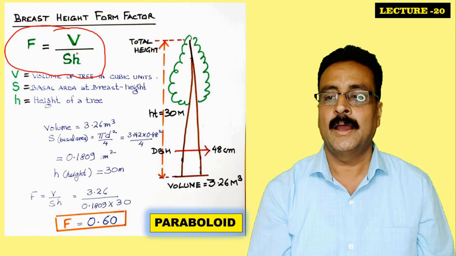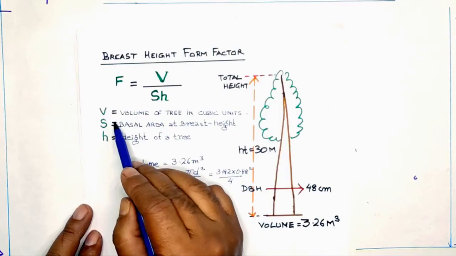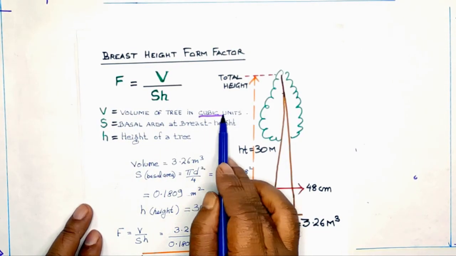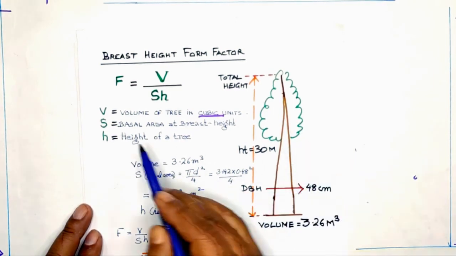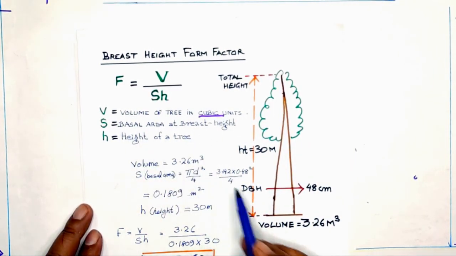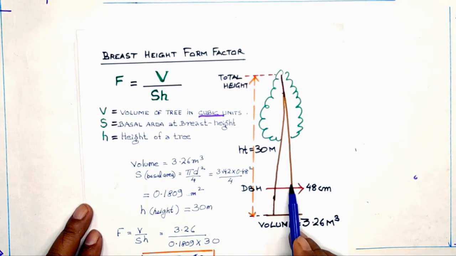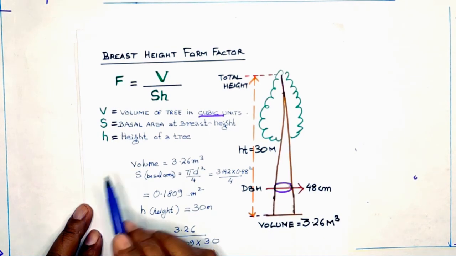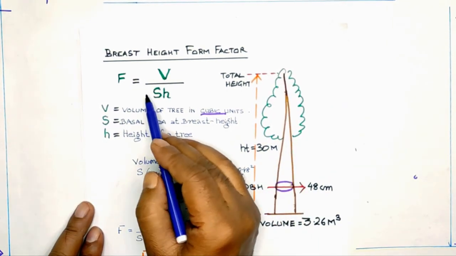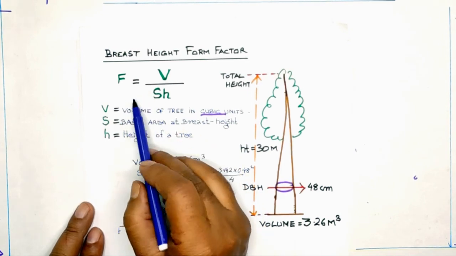We say F is equal to V over SH. V is the volume of a tree in cubic units. S is the cross-sectional area or basal area, this cross-sectional area or basal area here. And H is the height of the tree. So this is the formula for calculating the artificial form factor.